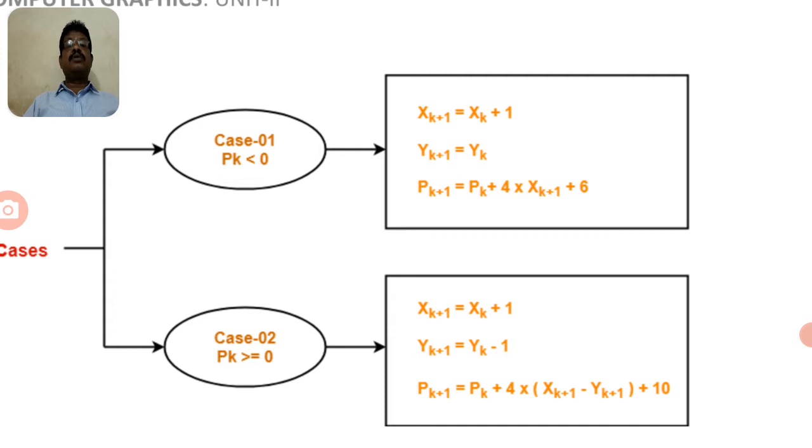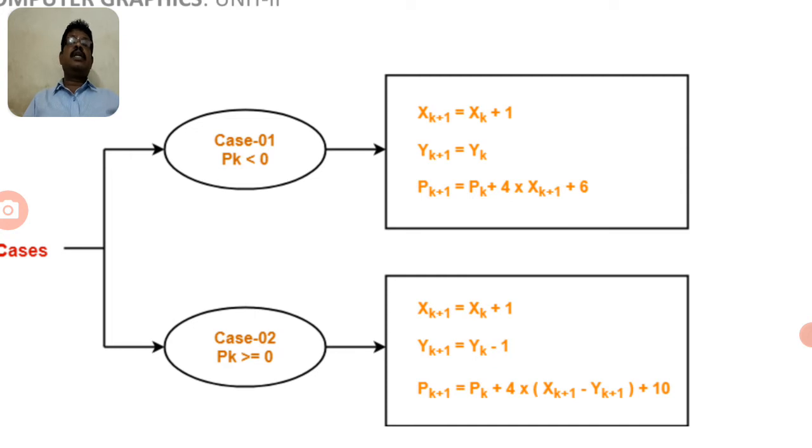And coming to the second case, if the pk value is greater than or equal to 0, again we find the next parameter values xk plus 1 and yk plus 1. So xk plus 1 equals xk plus 1 and yk plus 1 equals yk minus 1. Here you can observe the y coordinate value is decremented. That's why the next parameter yk plus 1 equals yk minus 1. That is the second case, if p is greater than or equal to 0.